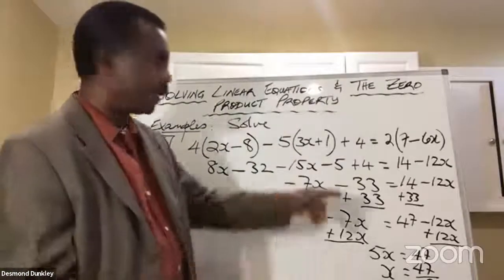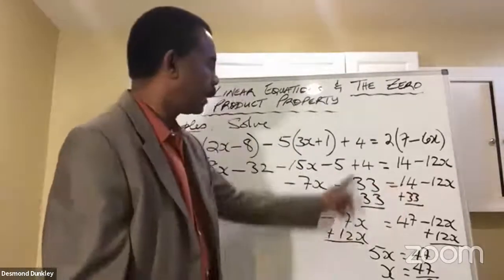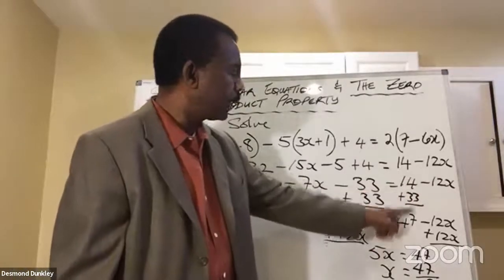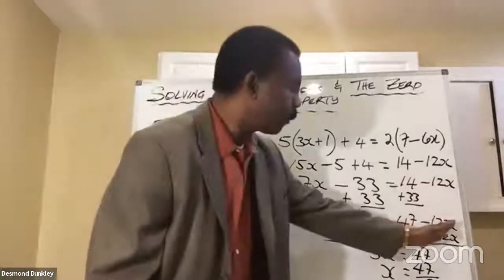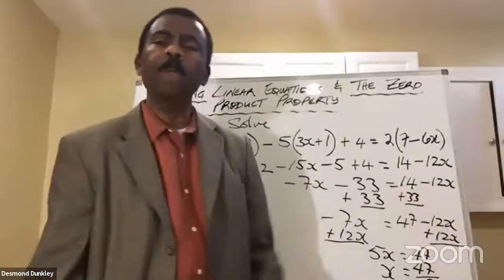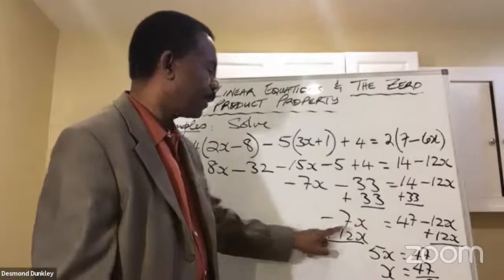Now we need to get rid of the negative 33. We add 33. So this cancels. We end up with negative 7x equal to 47 minus 12x. Then we want to get the negative 12x. We want to cancel it from the right. In order to cancel it, we must do the opposite. We must add 12x. And we add 12x to both sides.